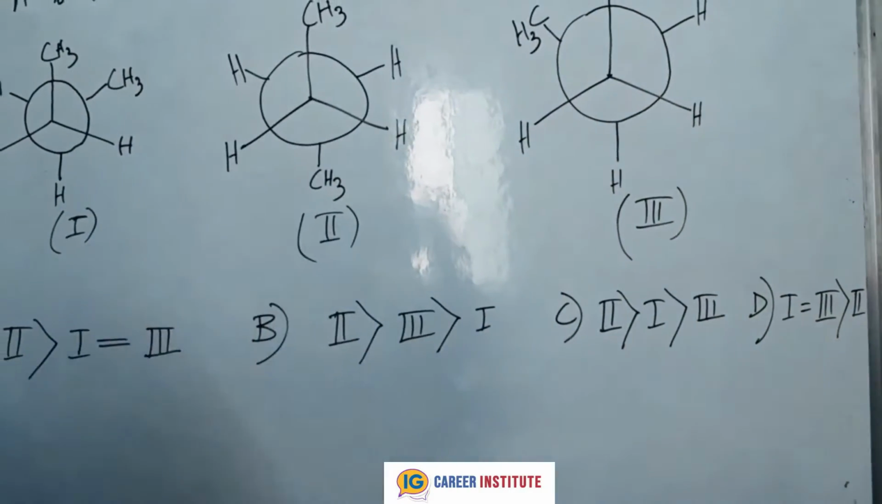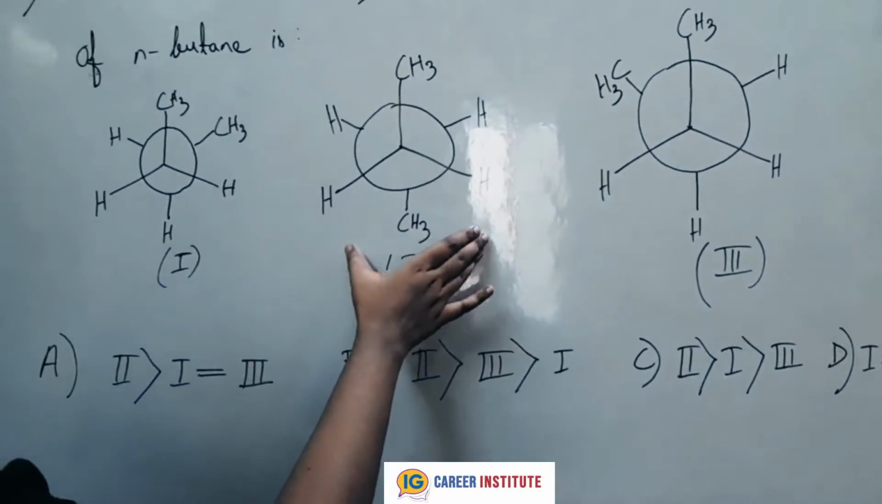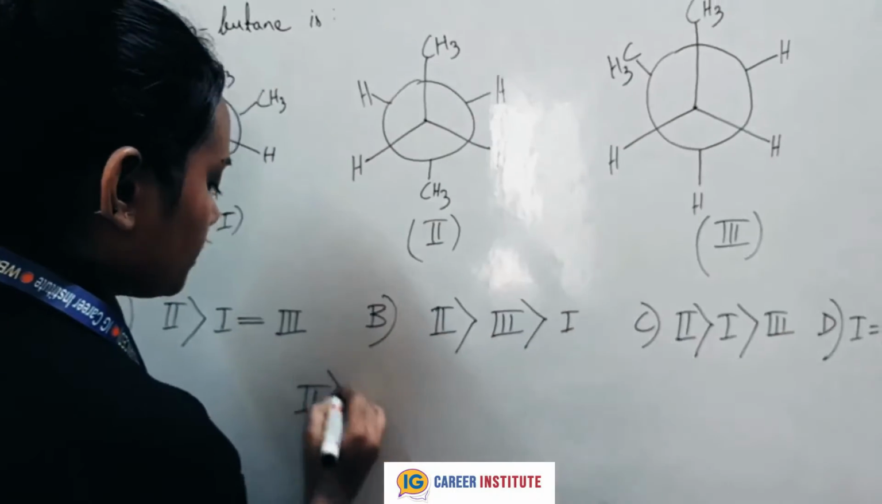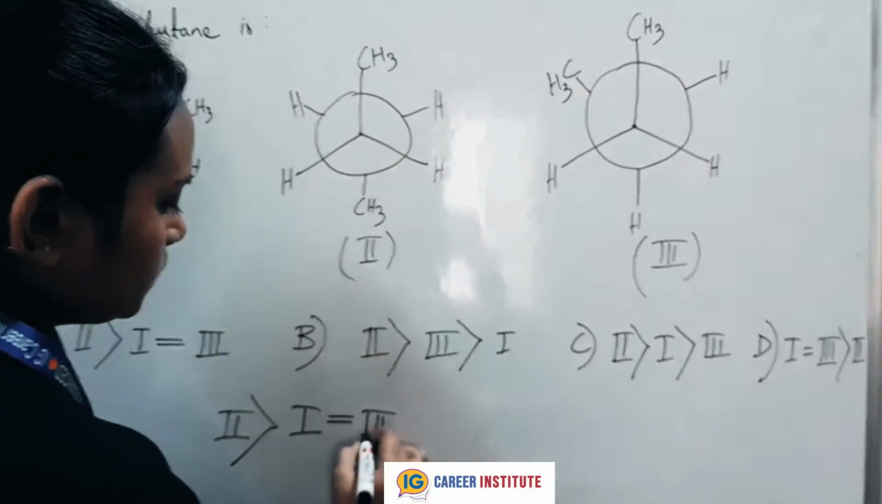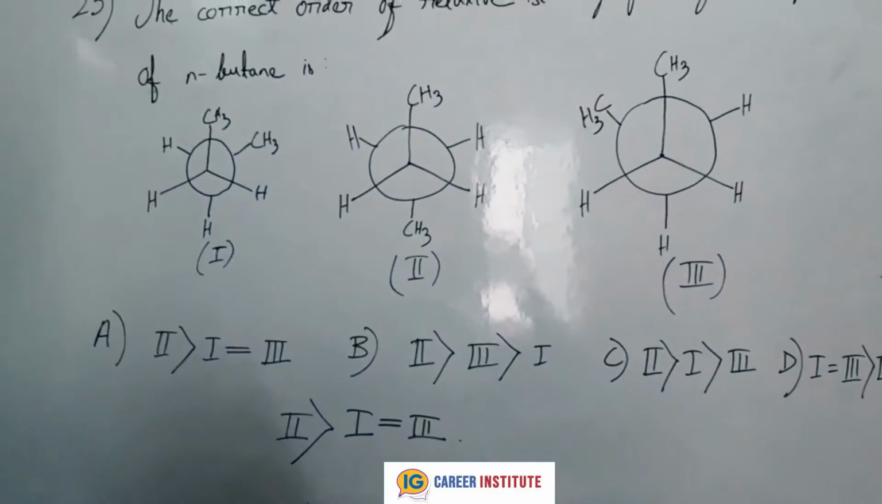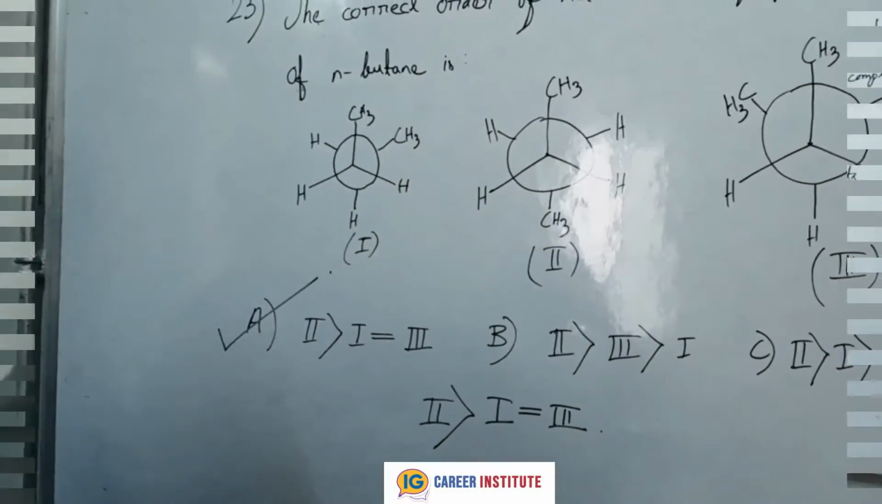This conformer is basically called the anti-conformer. So the anti-conformer of N-butane is more stable always. So basically 2 will have greater stability, and then 1 and 3 have rather equal stability. So 2 will be more stable than 1 and 3. Now which is the correct option? That is our option A. So option A is the correct answer.